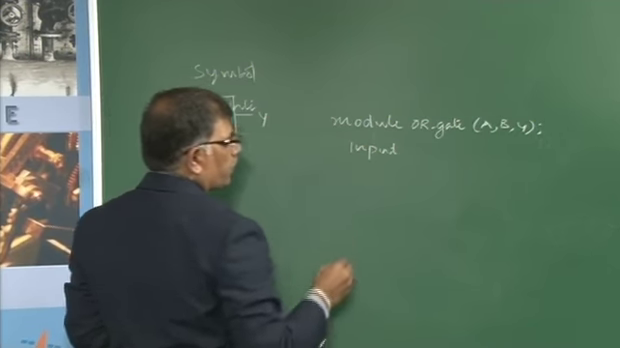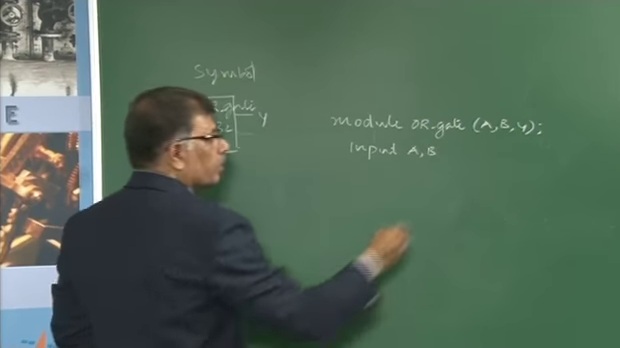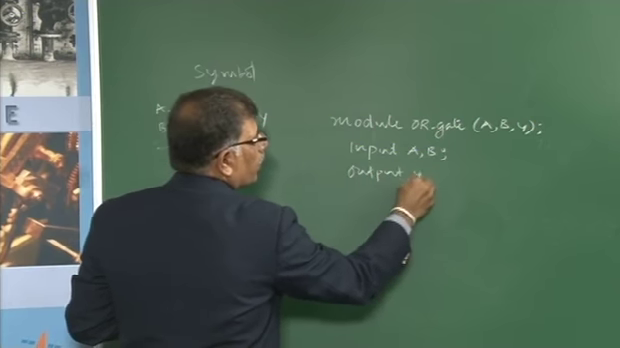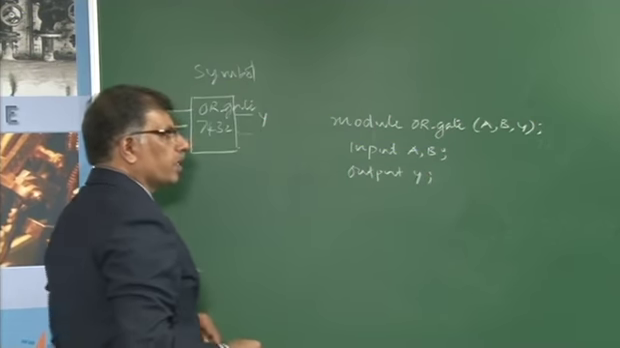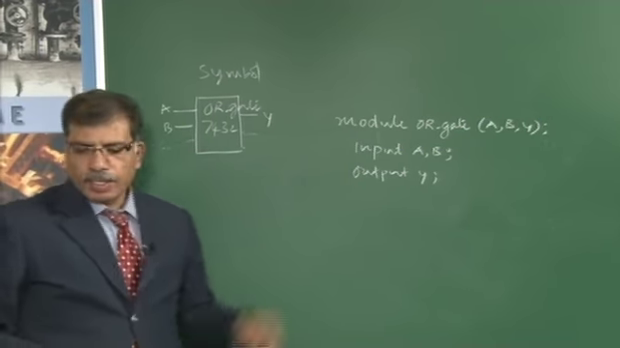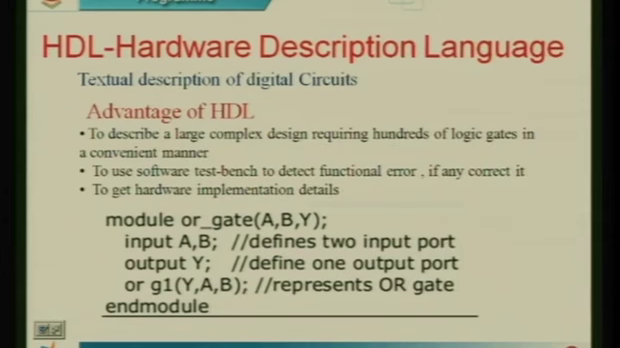Input is a keyword, and the inputs according to my OR gate model are A and B, and the output is Y. Now I will write the functionality here. You can see in my slide also, inputs A and B define the two input ports, and output Y is nothing but an output port here.